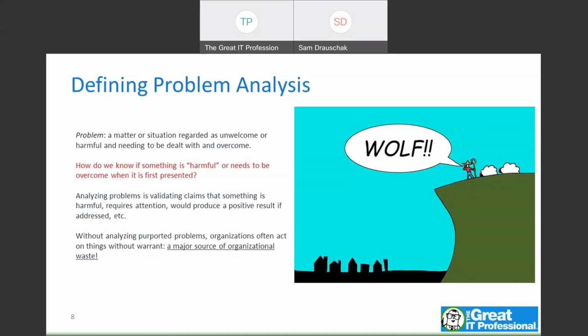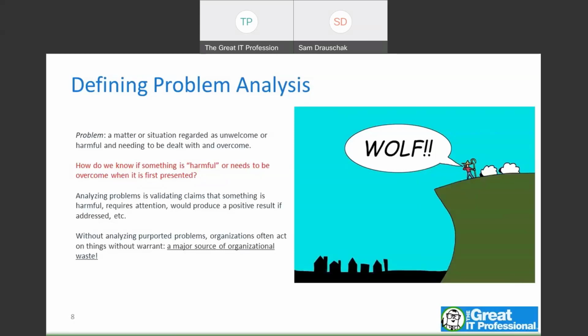So again, defining problem analysis. I have a picture here of the boy who cried wolf, if anyone's familiar with that story, where a lot of times in organizations, people have problems and everyone says, I've got a problem. So let's start with what is a problem. I have the formal definition at the top, which is a matter or situation regarded as unwelcome or harmful and needing to be dealt with and overcome.